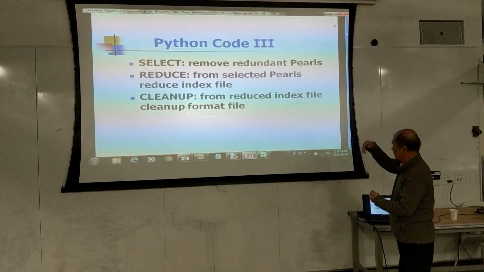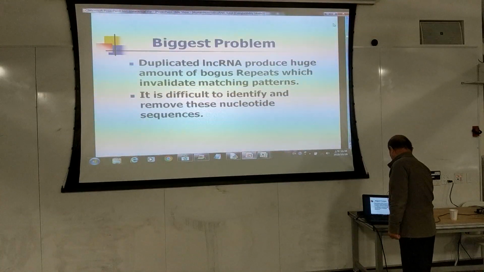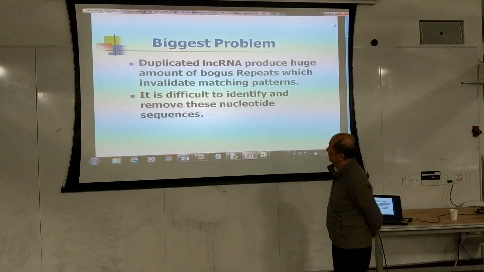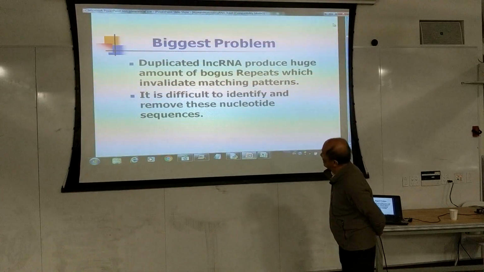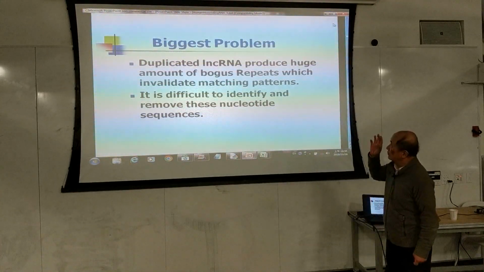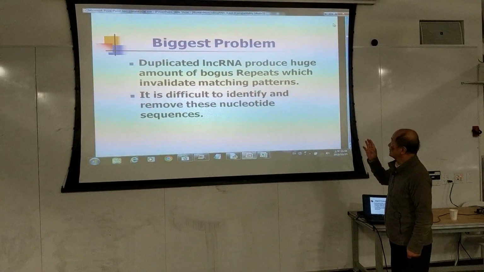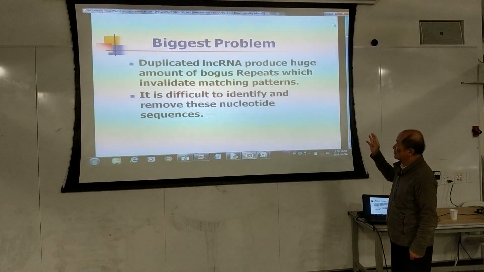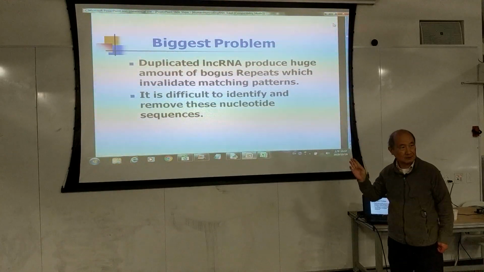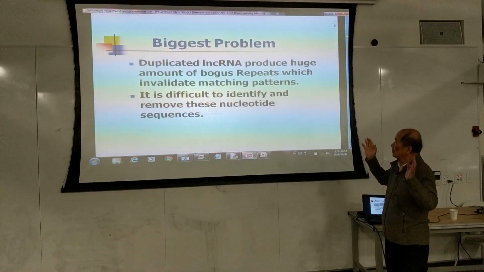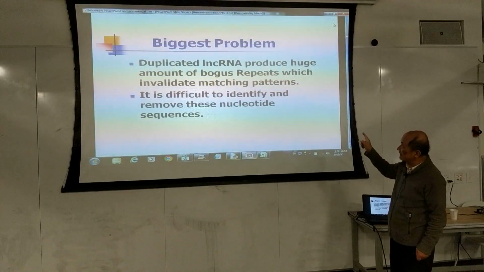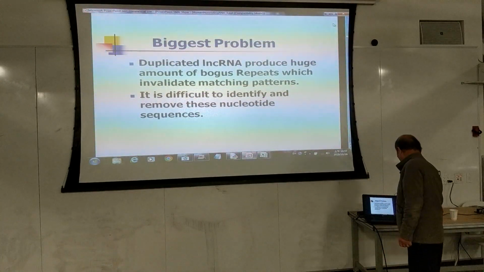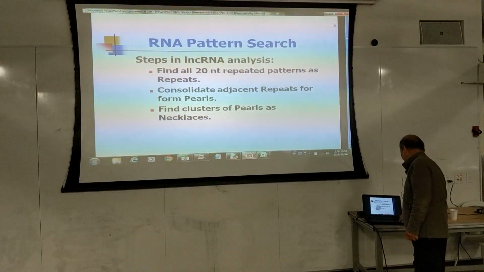So here is the biggest problem I have already mentioned. Duplicated long non-coding RNA produces a huge amount of bogus repeats, which invalidates matching patterns. It is very difficult to identify and remove these nucleotide sequences. And let me review the pattern search strategy.